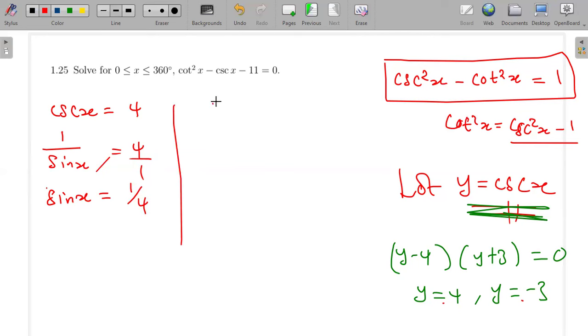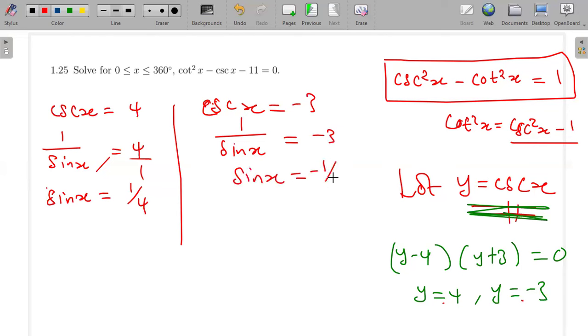The other equation will be cosec x is equals to minus 3. So meaning 1 over sine x is actually equals to minus 3. So this one gives sine x is equals to minus 1 over 3. So here, okay, my sign is positive. So meaning I can find it in the first quadrant and the second quadrant. Here it's negative. So meaning I can find that angle in the third and the fourth quadrants.